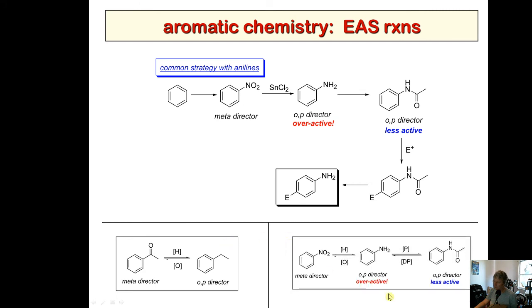And then this sequence of nitro as a meta director can be reduced down to an amine, which is an ortho-para director that's overly activated, and then that could be protected to the amide, which is just acid chloride, and then that's a less active ortho-para director. But the cool thing is these can be shuttled back and forth to do what you're trying to do. Often we'd go from a meta director through this intermediate to the less active ortho-para director.